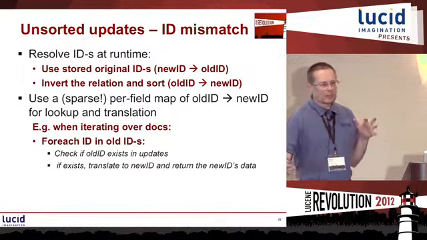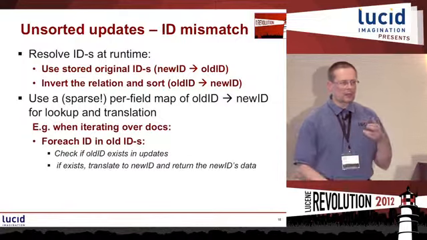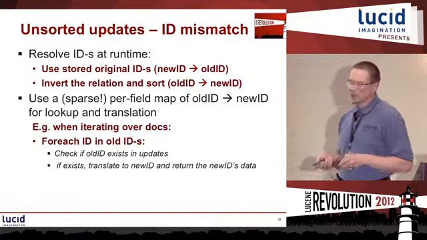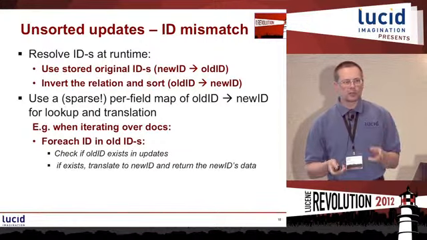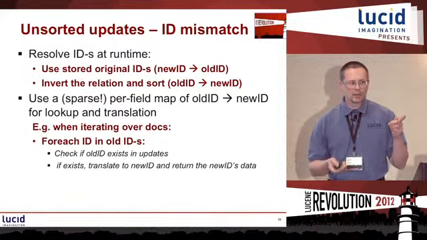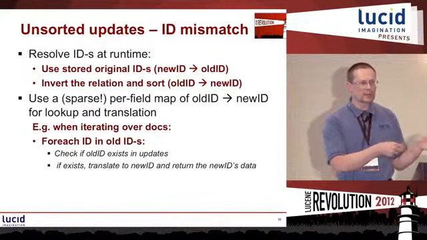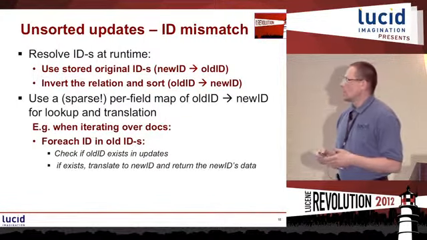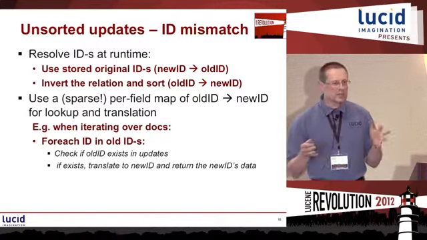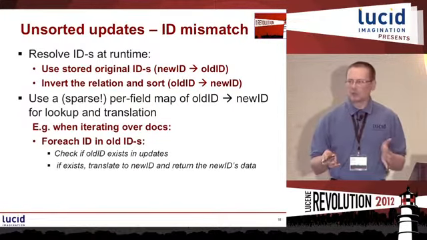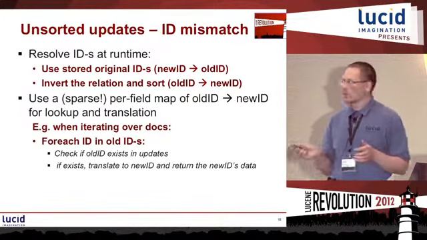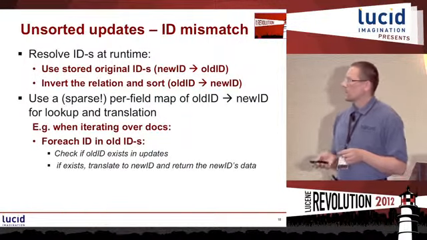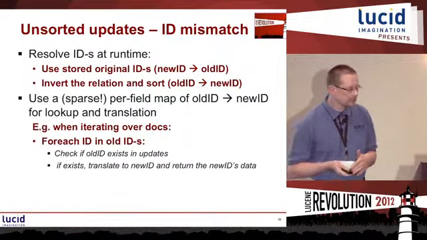why not take all of this data and invert the relationship and sort it by old ID? So we get a mapping of old ID, old document that corresponds to new document, right? And then we use a sparse matrix or a map of these matching document IDs for lookup and translation.